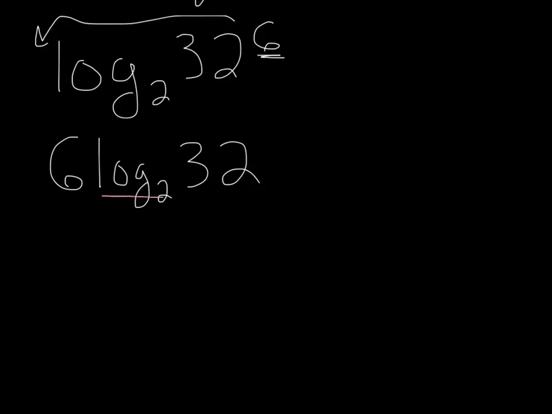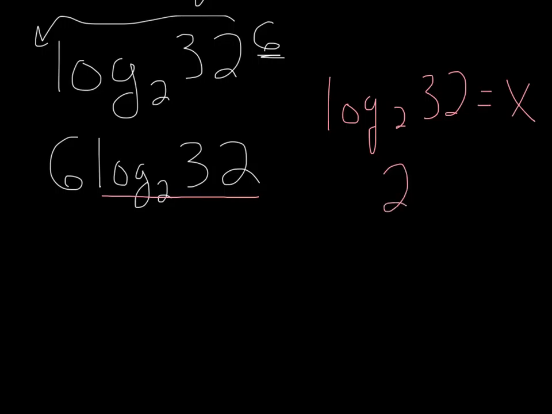Let's look at just this part, pull it over to the side for a second. Log base 2 of 32. To make it a little easier to understand, let's put an x here. If we change this to exponential form, 2 to the x equals 32. And 2 to the 5th is 32, because 2 times 2 times 2 times 2 times 2 is 32.